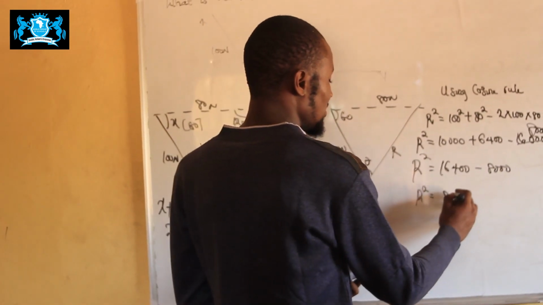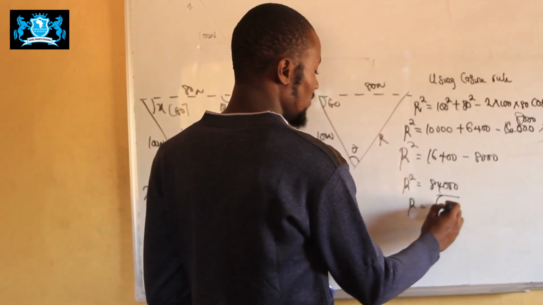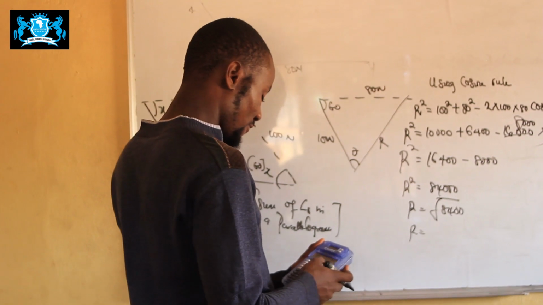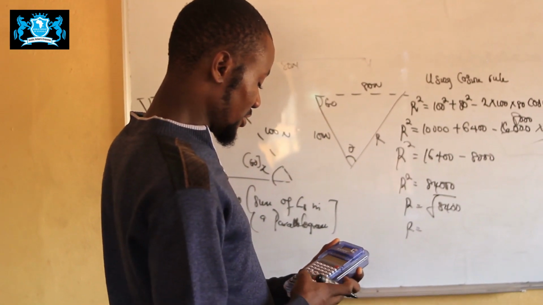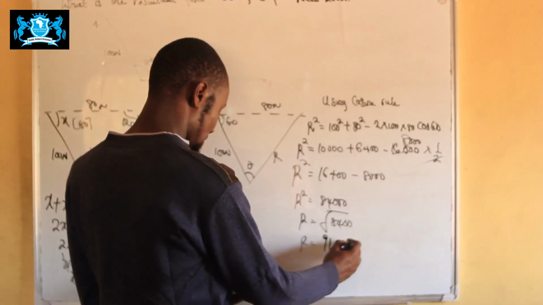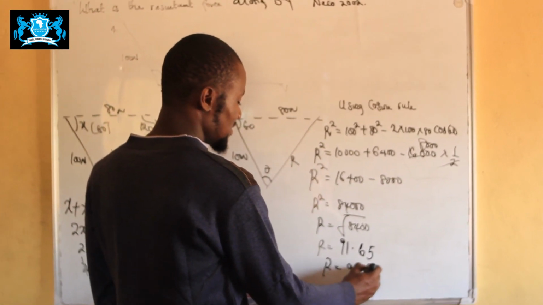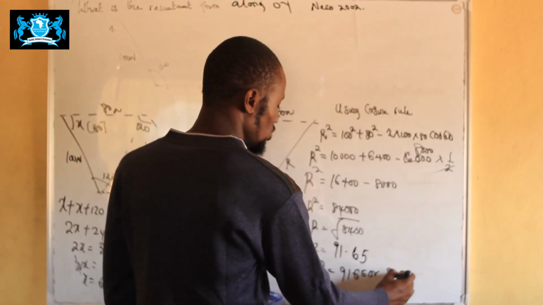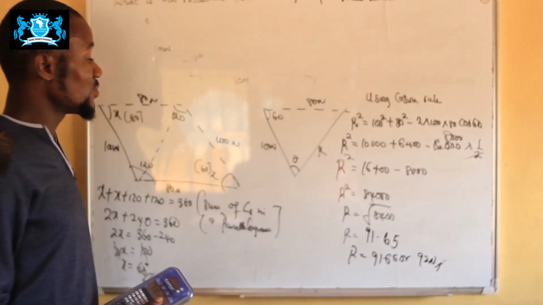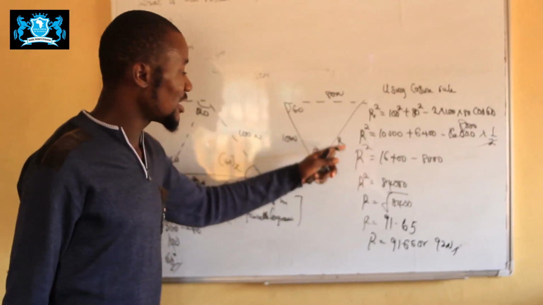You have 8,400. So R square equals 8,400, and R equals the square root of 8,400, which is 91.65. So the resultant force is 91.65, or approximately 92 newtons. So the answer to the question is 92 newtons, and that is the value for the resultant force.